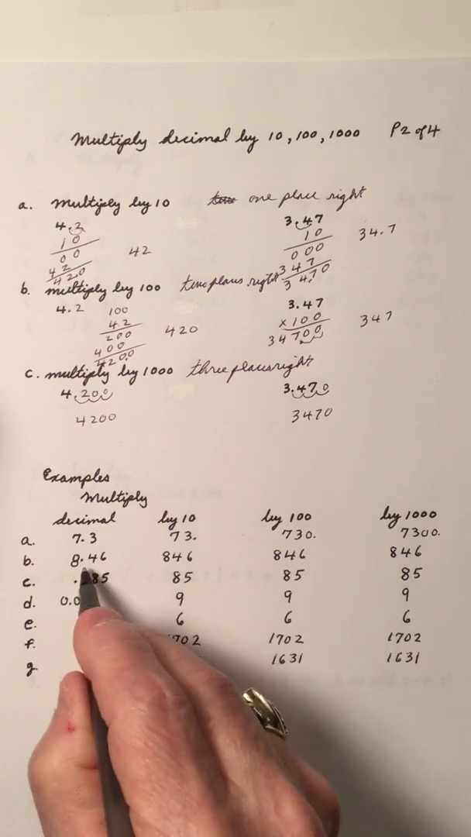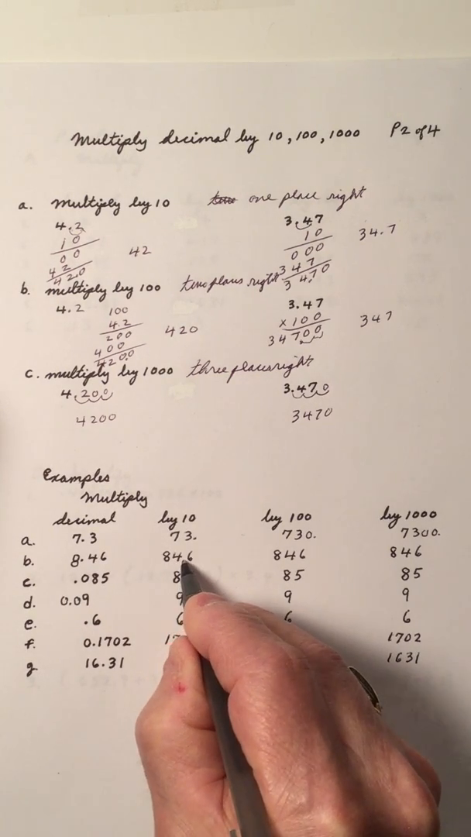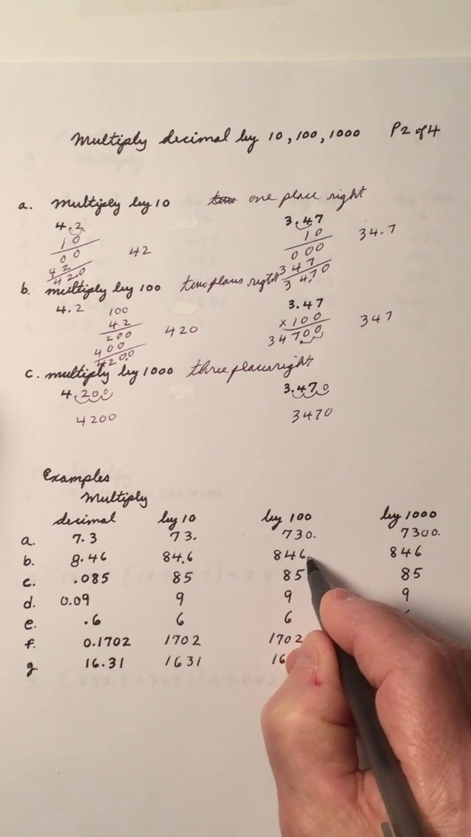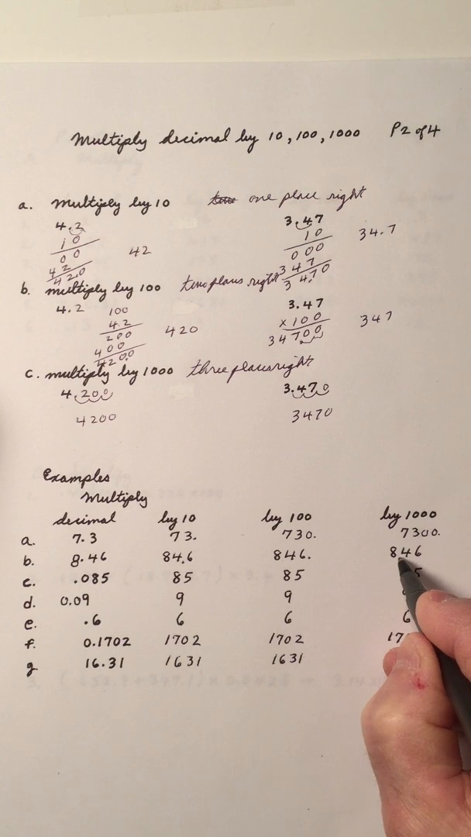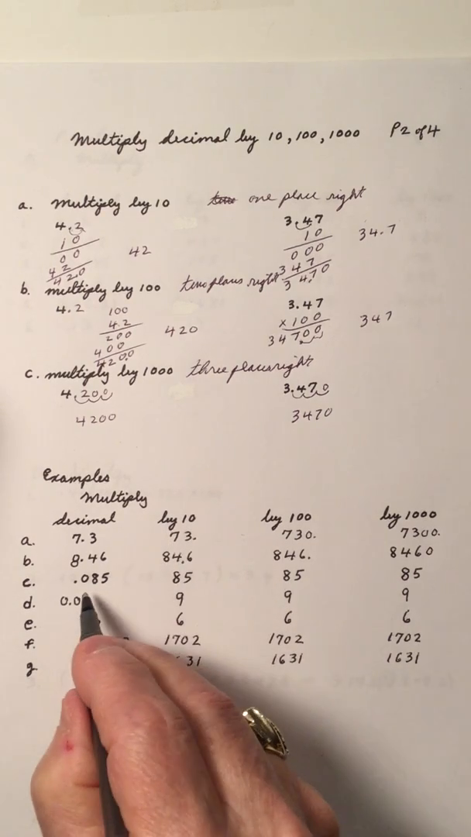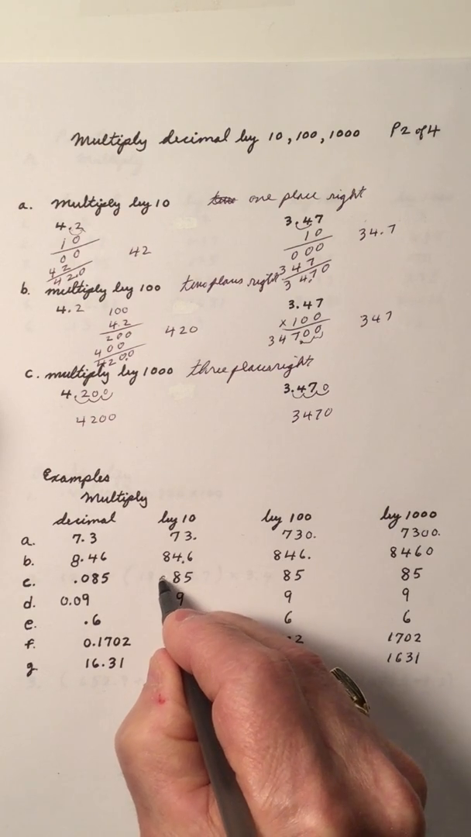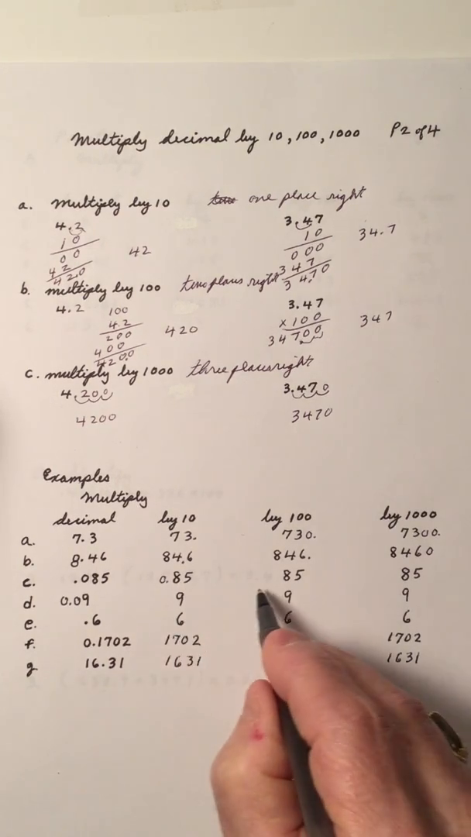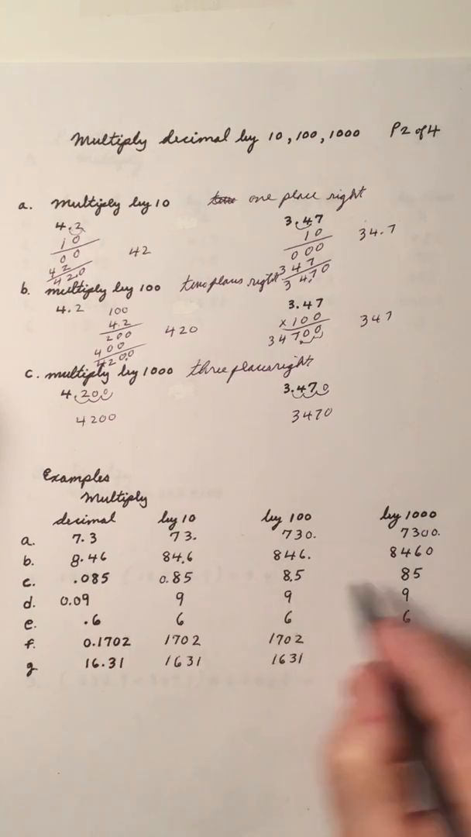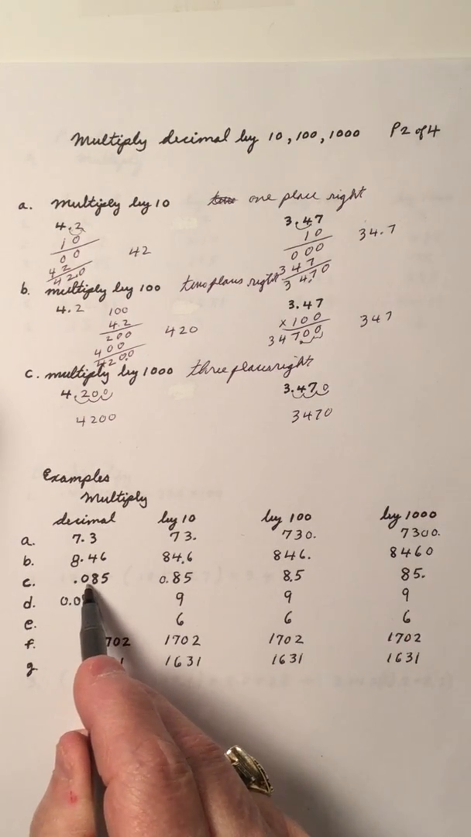Multiply by 10 is one place. So it was between the 8 and the 4, so it goes between the 4 and the 6. Two places. It was here, 1, 2. It was between the 8 and the 4, so it moves three places. Multiplying by 10 moves it one place, so it moves there. Multiplying by 100, it moves two places, so it moves there. Multiplying by 1,000, it moves three places, so it moves one place right there.